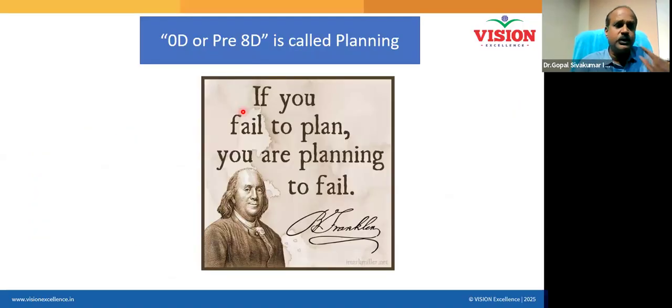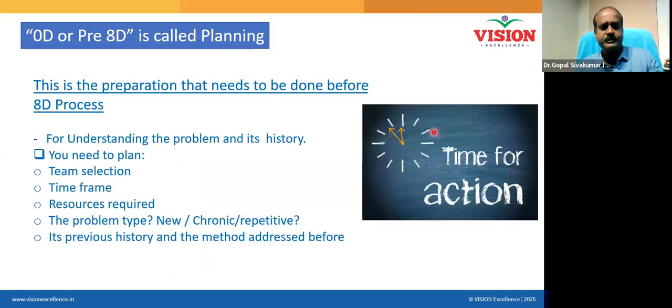So this is what I told you: knowing about your team and knowing about your stakeholders and all that. And you need to do some planning so that your efforts can deliver results. And this is considered as 0D or pre-8D. See here: team selection, planning the time frame, planning for the resources required, and judging the problem type, whether the problem is chronic or repetitive, and its previous history and whatever is available, all that you can gather.